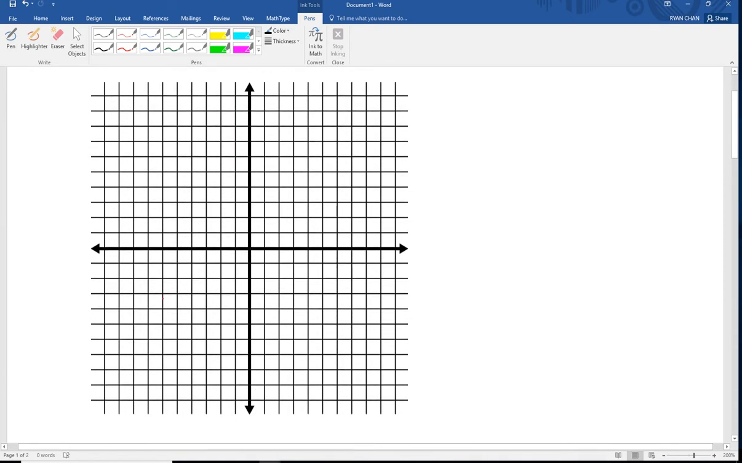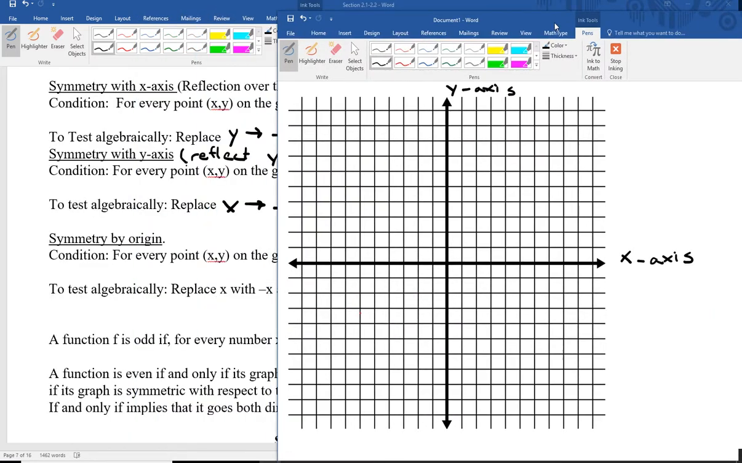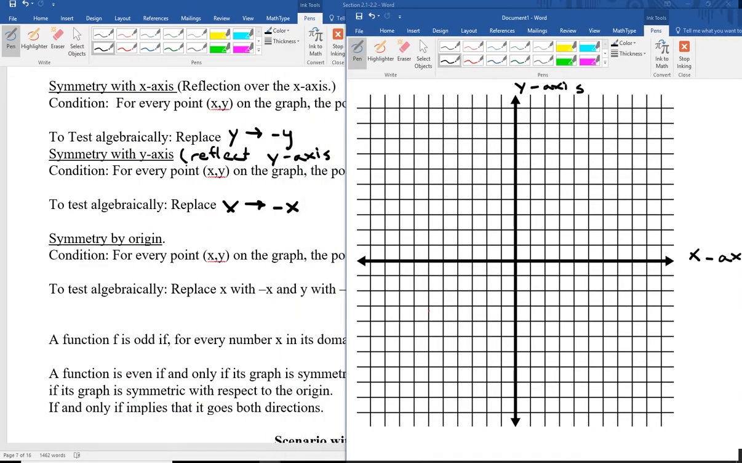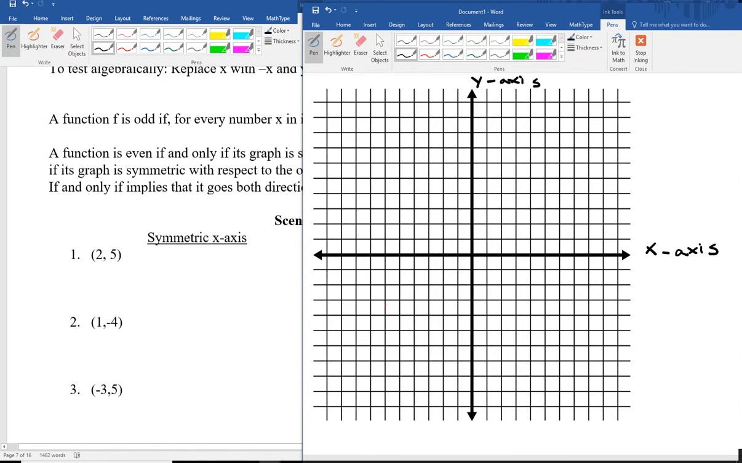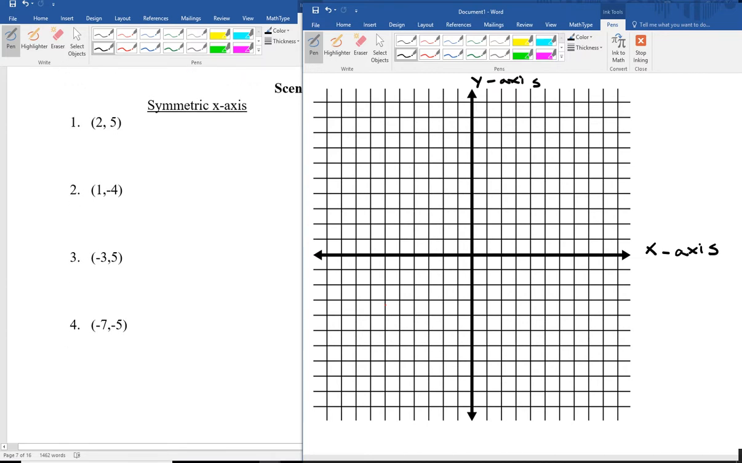I have a graph here, and this is my x-axis, and this is my y-axis. Let's give an example for both of these. I'm going to scroll down right here, and I'm going to use 1 comma negative 4. So 1 comma negative 4 is going to be my starting point. They're always going to give you a starting point, which is 1 comma negative 4.